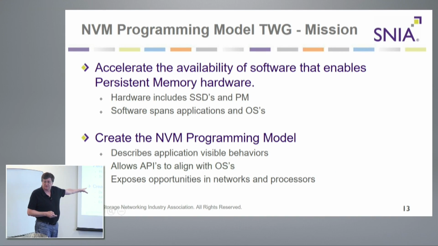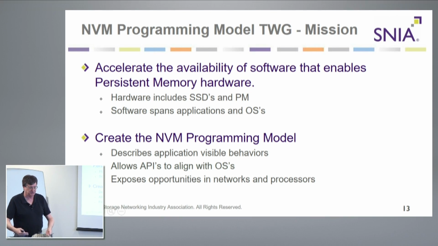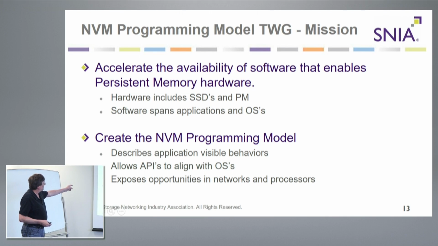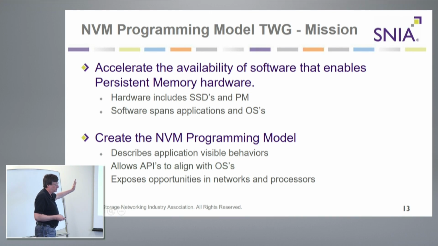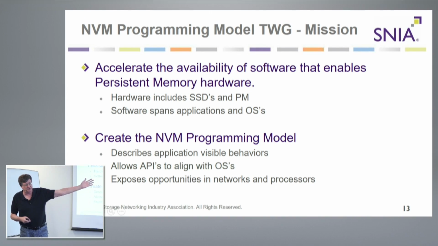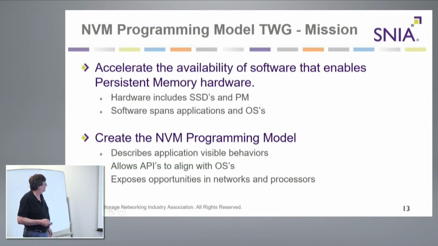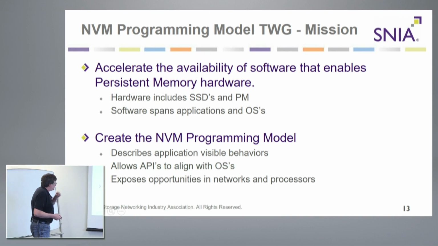So we wanted to do two things with this model, right? We wanted to accelerate the availability of software, helping the industry, helping the companies that belong to the SNIA and the individuals that want to use this model to develop their software. And the hardware can include both SSDs, again, disk storage semantics using non-volatile memory. NAND is an example of that, although there are others. And then persistent memory, which is byte addressable. So the software we envision spans the range, starting from applications all the way down into the deep layers of the OS.